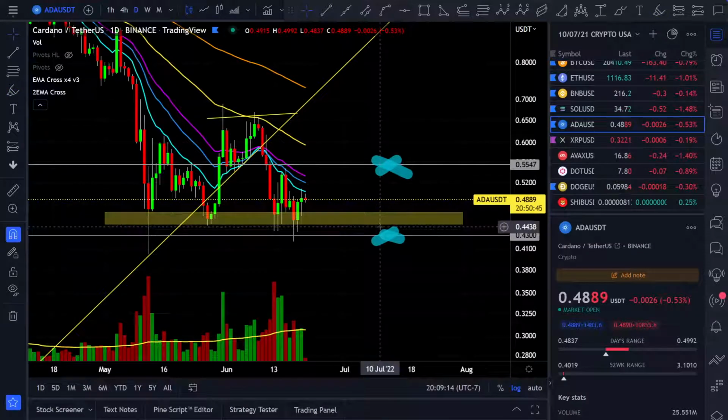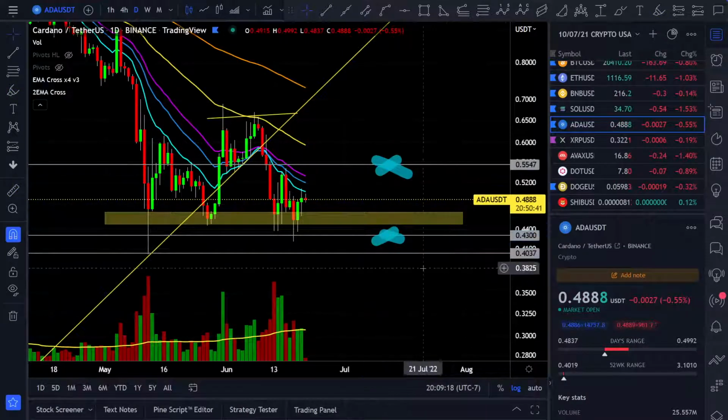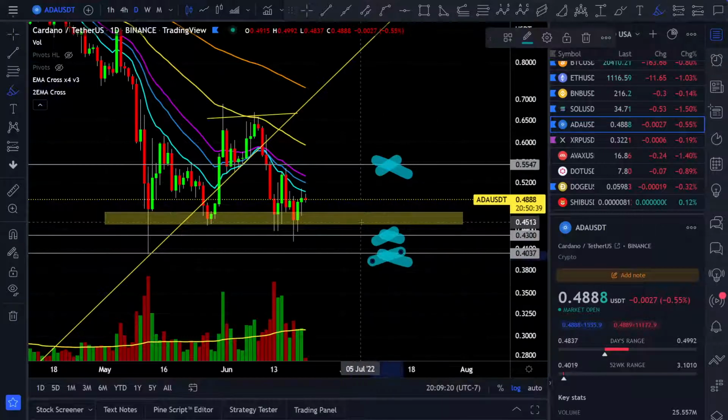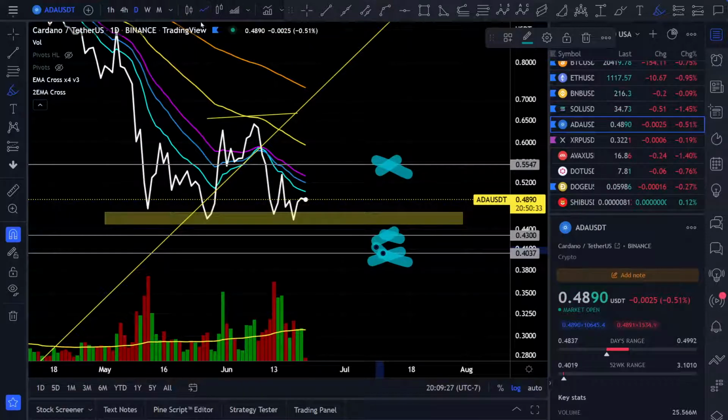Just in case we lose this break, what's 10% down from here? 10% down here is 40 cents. So if we can hold above, definitely 45, and definitely above 40, Cardano might have some signs of life.